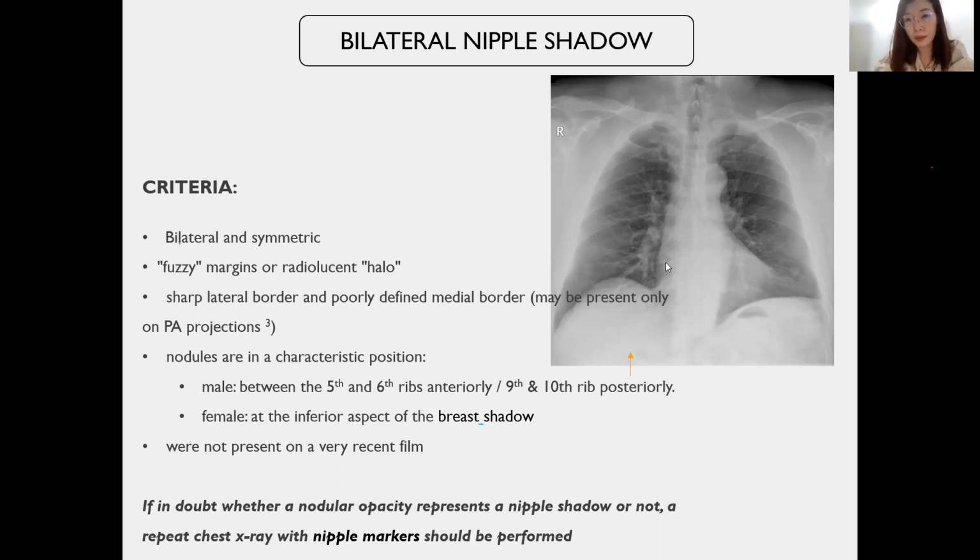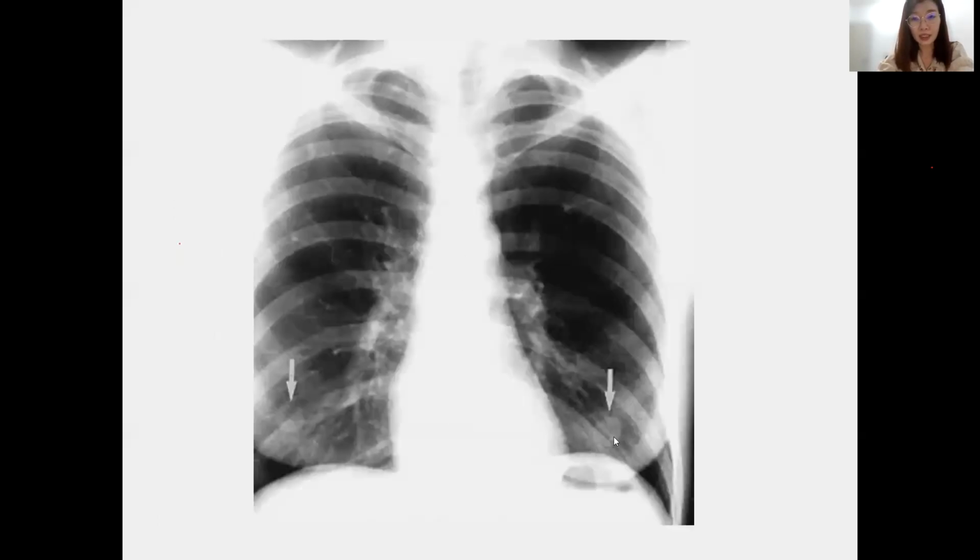Because one time we thought it was a nipple shadow, but actually it was a lung nodule. The lung nodule grew bigger after a year when the patient came back for follow-up for another screening. So it's easy for us to diagnose when there's a symmetrical nodule at both lower zones. Always remember the medial border is always fuzzy if there's a nipple shadow. Again, this is an example X-ray showing nipple shadows, symmetrical, bilateral, and in both lower zones here.